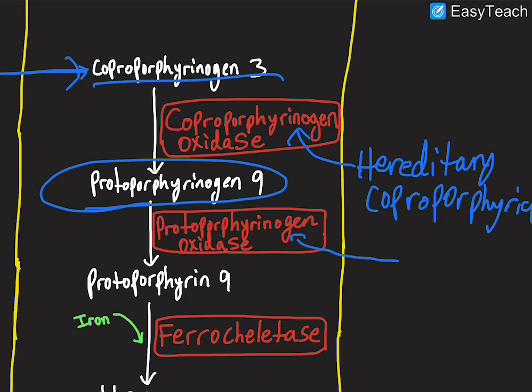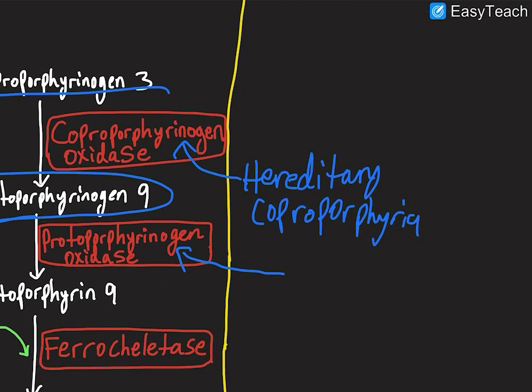Protoporphyrinogen 9 gets converted into protoporphyrin 9 via protoporphyrinogen oxidase. If this enzyme is defective, then you get variegate porphyria. That's important to keep in mind also.